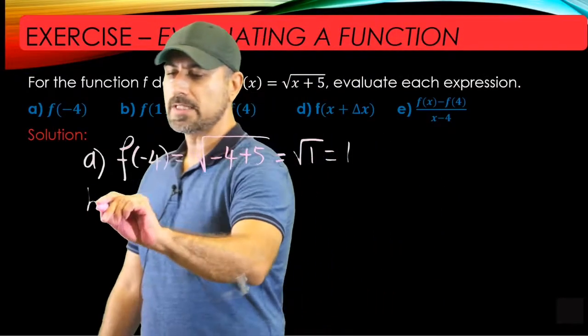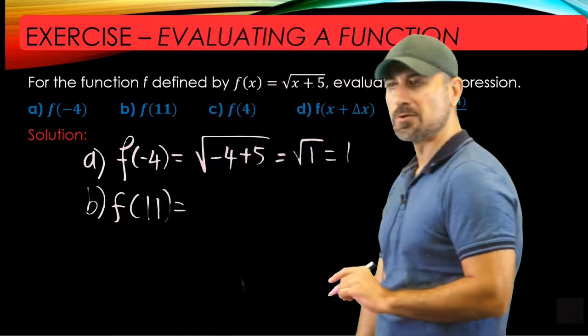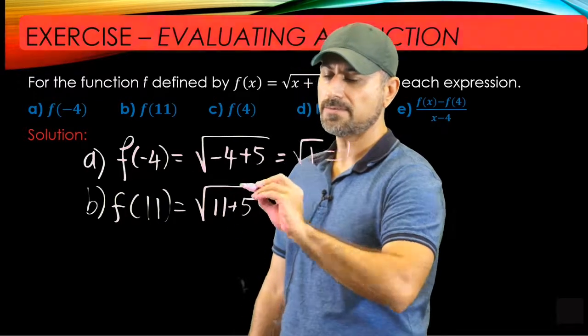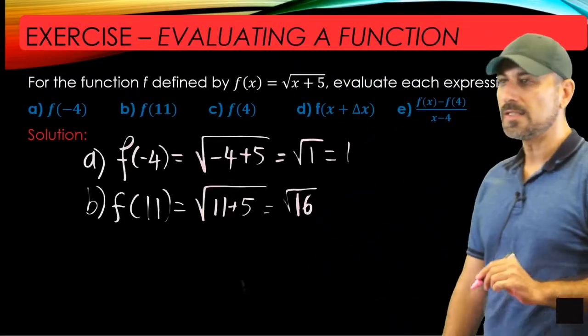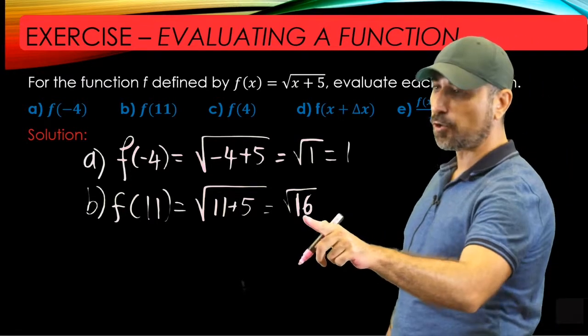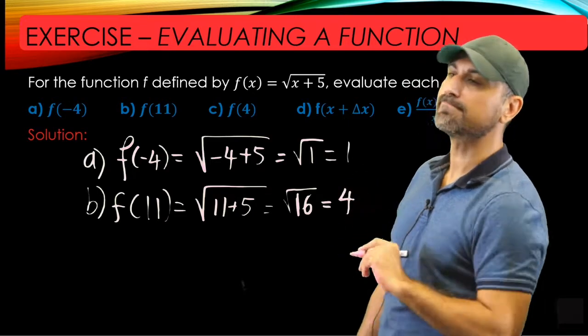In part B, let's look at f of 11, and we'll do the same thing. So 11 plus 5, square root of 16, and square root of anything is always positive. So this is 4 squared, so the square root of 16 is going to be 4.